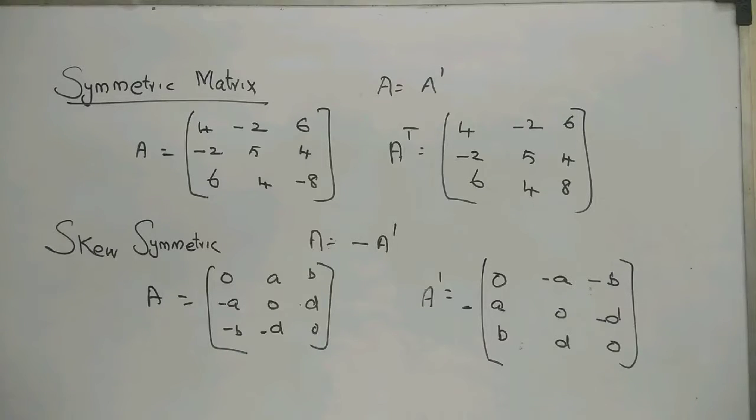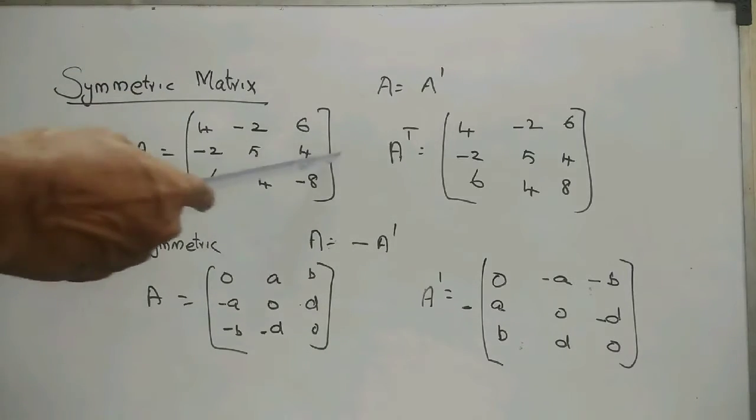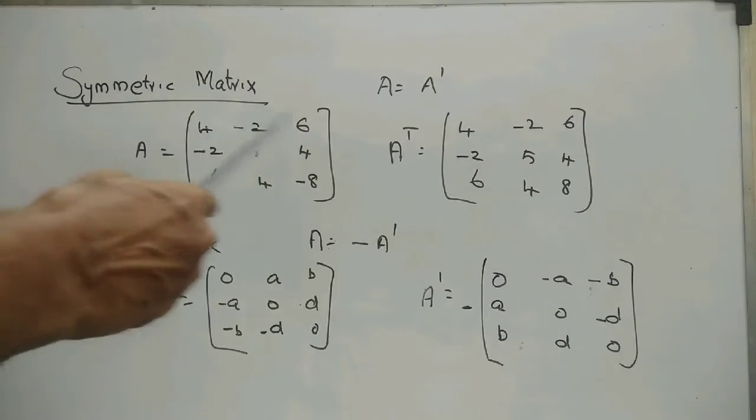Symmetric matrix. What do you mean by symmetric matrix? Even after transposing A, you will get the same thing. A will be equal to A transpose. If so, then that matrix we call a symmetric matrix. For example, here 4, minus 2, 6; minus 2, 5, 4; 6, 4, minus 8.